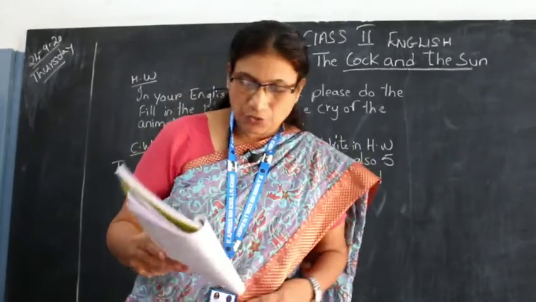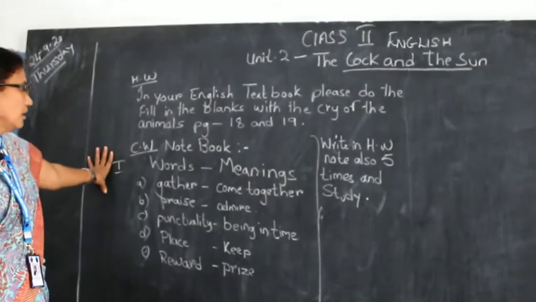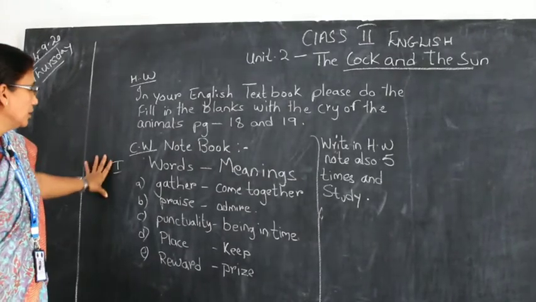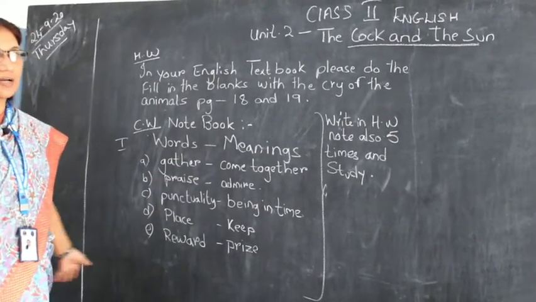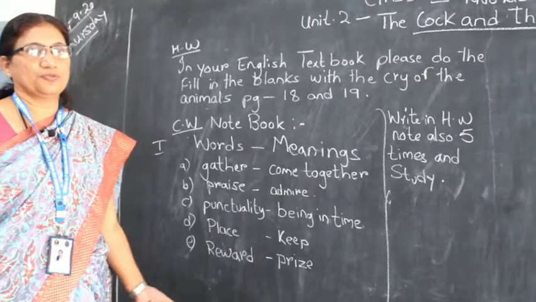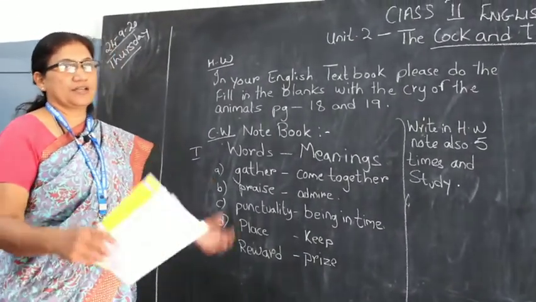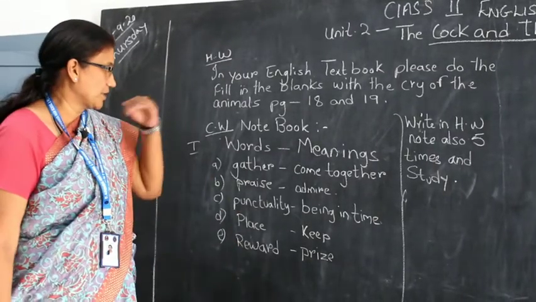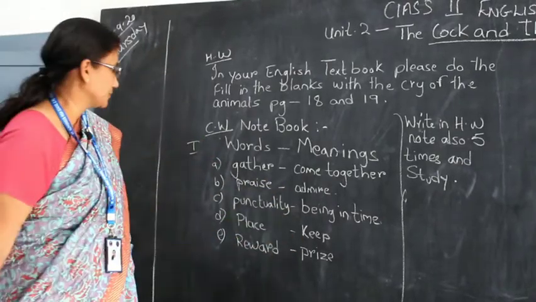So now, after this lesson, children, we come to these words and meanings which you have to write in your classwork note. The first word is gather. Gather means come together. You might be listening to your teachers. Your teachers will say, all the children come together, gather together, come here, go there, come together. So when they say come together, it means they gather. You gather all the crowd together with you.